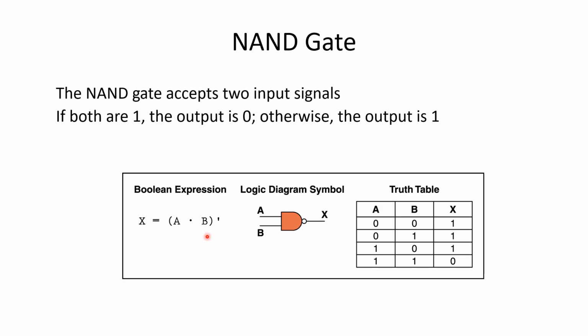The Boolean expression for the NAND gate is x is equal to a dot b, the whole thing with a bar over it, where a and b are the inputs and x is the output, with the overline representing negation.